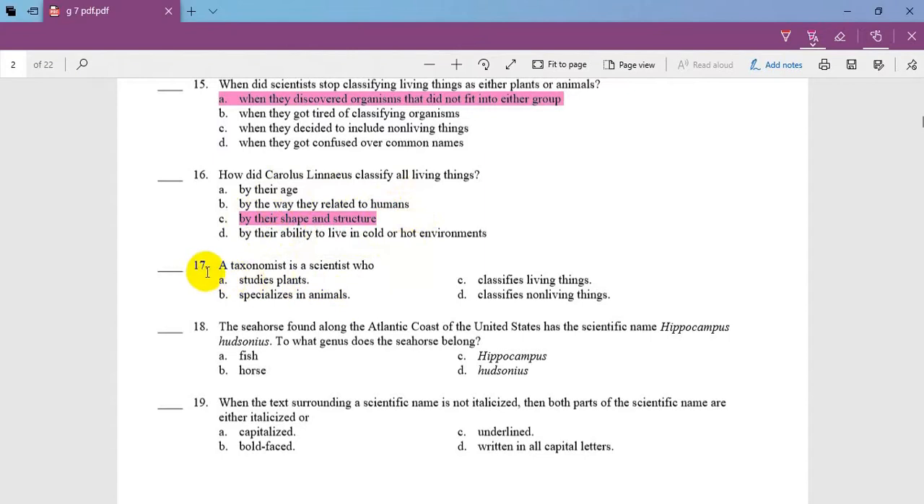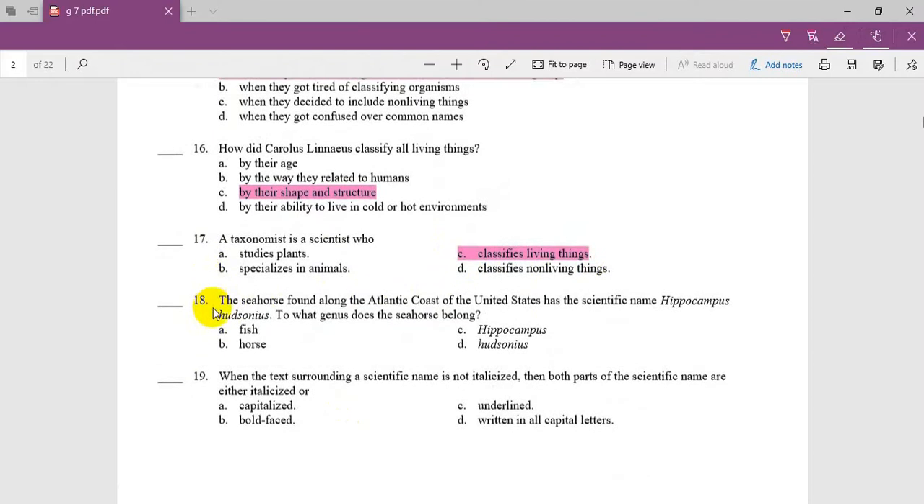Question 17: a taxonomist is a scientist who? A taxonomist is a scientist who studies taxonomy. Does taxonomy study plants only, is it specialized in animals, does it classify living things, or does it classify non-living things? Taxonomy is the science of describing, classifying, and naming living things. So the answer is letter C.